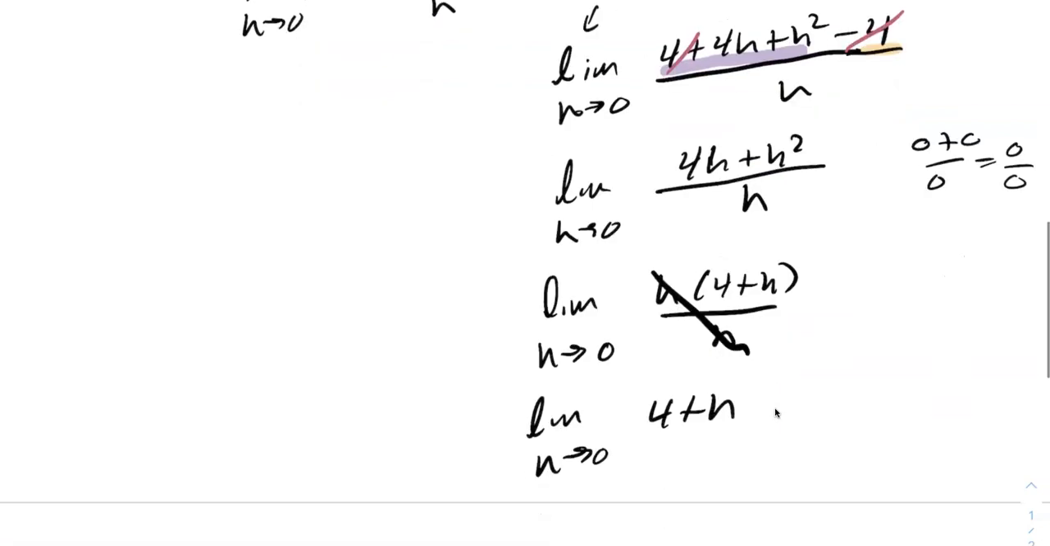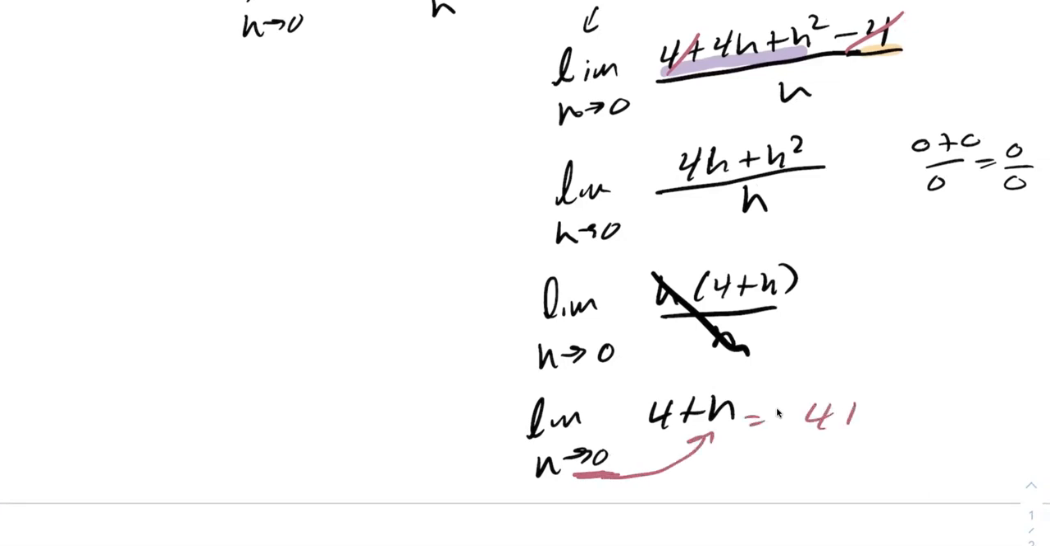And then now, you can substitute your limit in. That's the whole point. You want to be able to substitute the value in. So substitute in 0 for h, and I get 4 plus 0, which is 4. And that is the slope of the tangent line of x squared at 2.